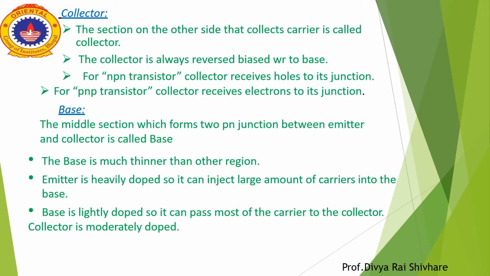Now base. The middle section which forms two PN junctions between emitter and collector is called base. The base is much thinner than other regions. Emitter is heavily doped, so it can inject a large amount of carriers into the base. Because base is lightly doped, it can pass most of the carriers to the collector. So collector is moderately doped.